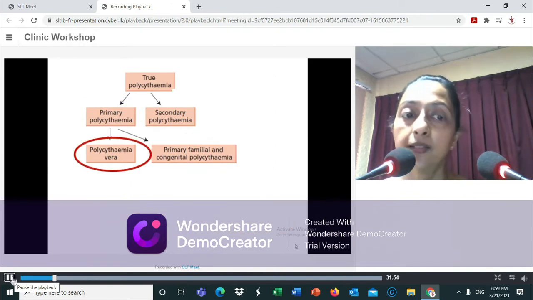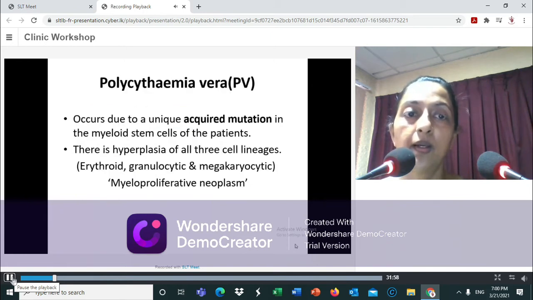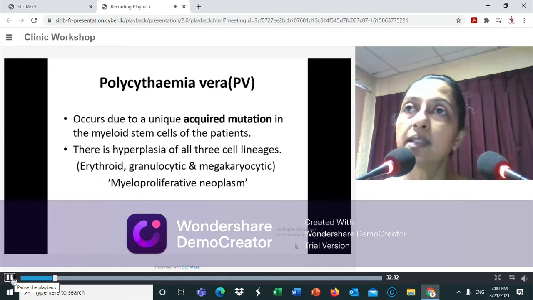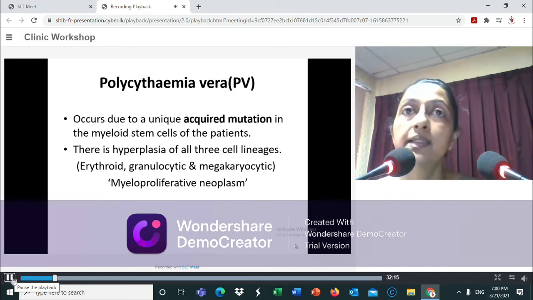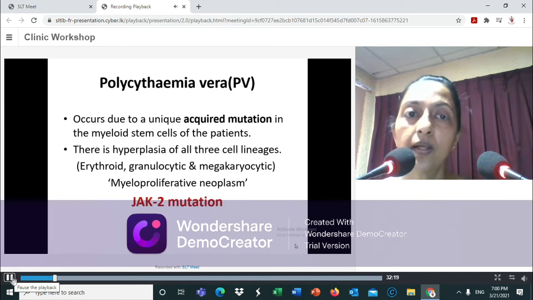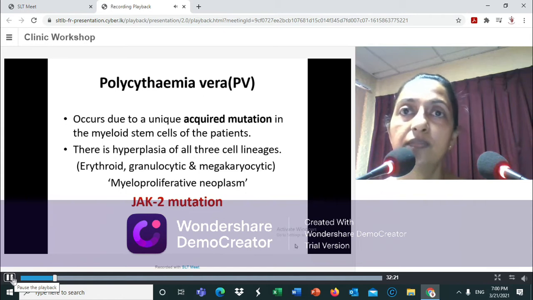Then we will come to polycythemia vera. Polycythemia vera occurs due to a unique acquired mutation in the myeloid stem cells of the patients. There is hyperplasia of all three lineages: erythroid, granulocytic, and megakaryocytic. This is a myeloproliferative neoplasm. This occurs due to the famous JAK2 mutation.